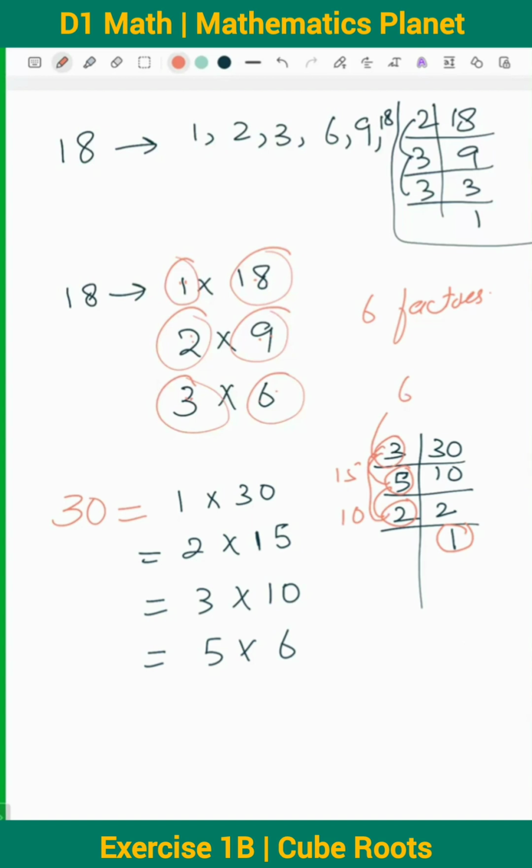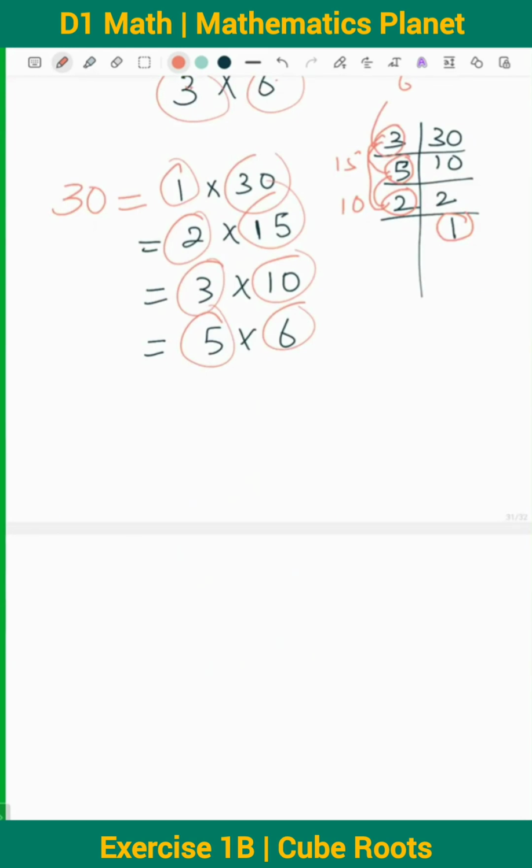Got it? So what are the factors? 1, 2, 3, 5, 6, 10, 15, 30. Are you getting how to find the factors of the number? Everyone can understand how to find the factors of the number? Find the factors of 4.